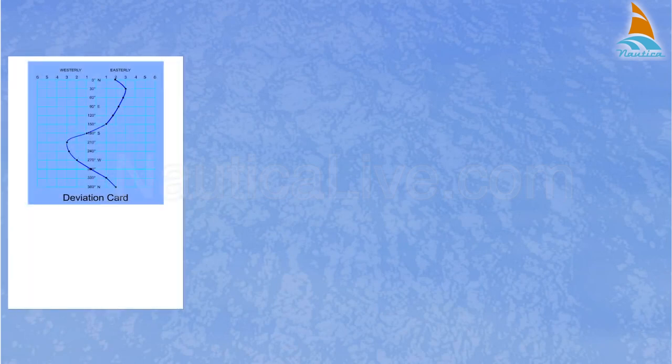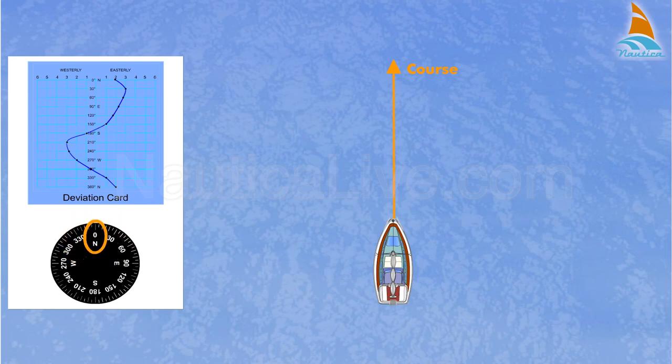Use your deviation card to convert between magnetic and compass courses. To create a deviation card, steer an accurate course of due north, 0° compass.